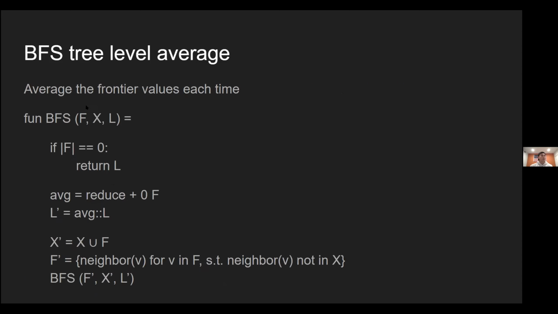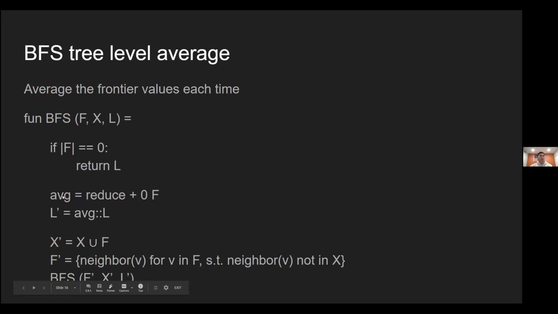Here's how we can modify the generic BFS algorithm to do this. Similarly as before, we have the frontier and the set of nodes we've seen. This time we're going to keep track of a list, which is just going to be our output once we're done. If the frontier is empty, then we just return the list that we've computed. Otherwise, the rest of this is basically the same as what we've seen before from BFS.